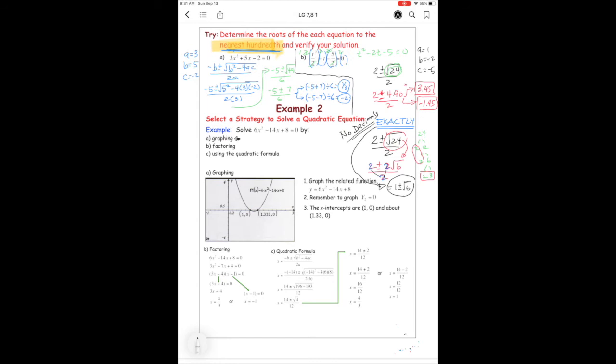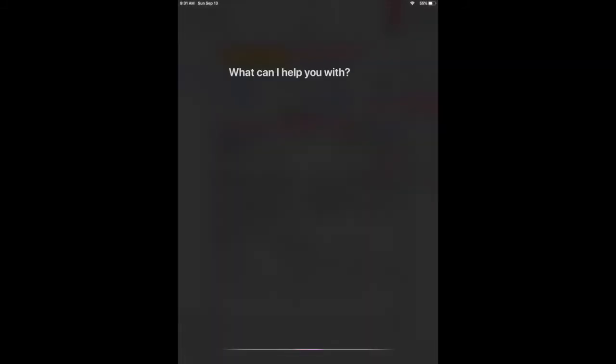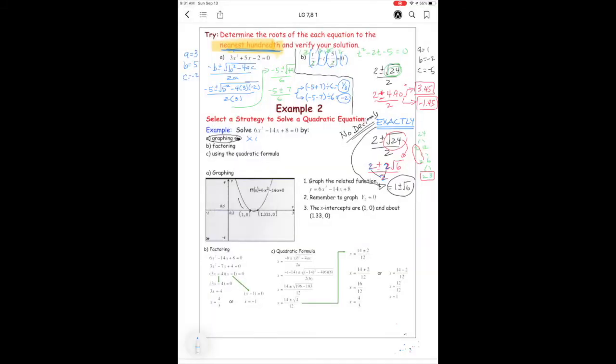Okay, now strategies to solve. So you can graph, all right? Graphing is you just take the picture and you find the x-intercepts. So there you're just looking for x-intercepts. Okay, you're just getting the x-intercepts.